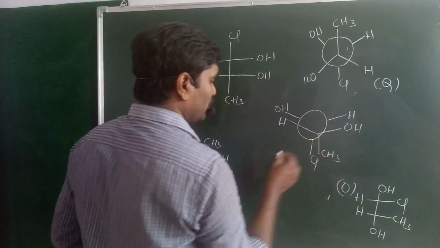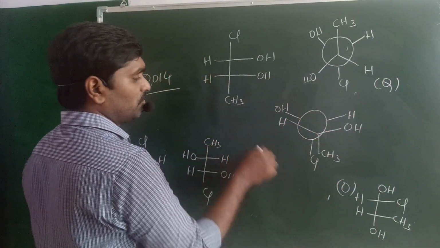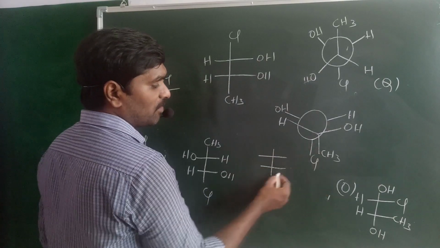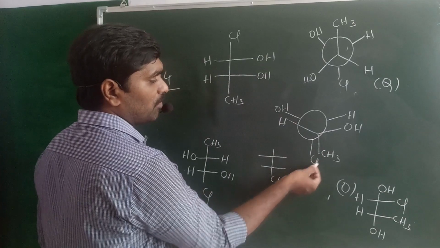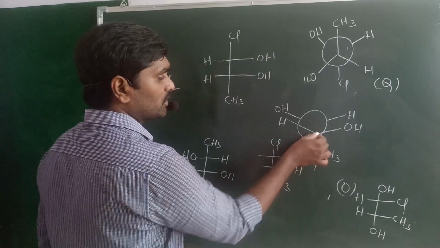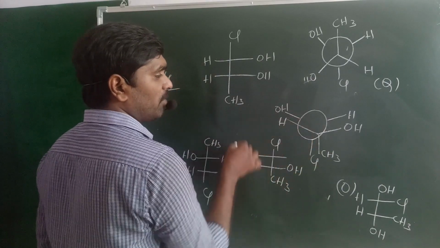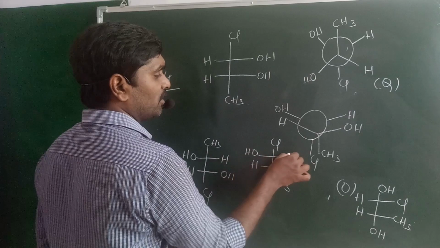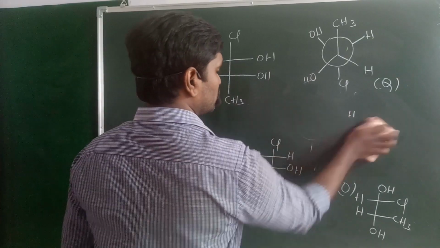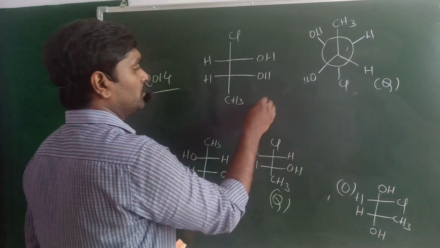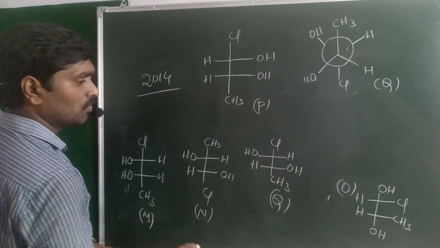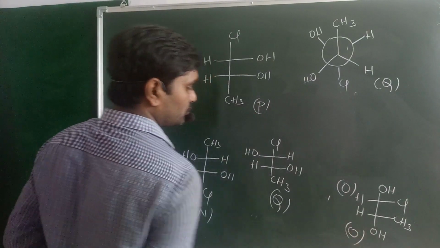So just write the Fischer projection formula. So on front side carbon CH3 on vertical line, and back side carbon on vertical line Cl, and on the front side carbon OH, hydrogen. At the same time, OH is present left side, hydrogen is present right side, which is a Q, which is a P. So these are the conversions, M, N, O, P, Q.